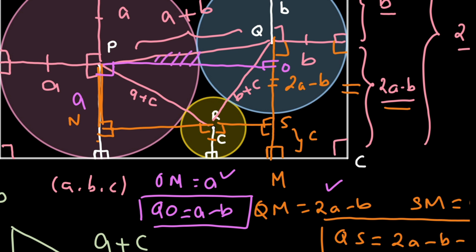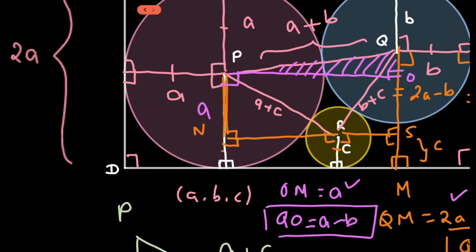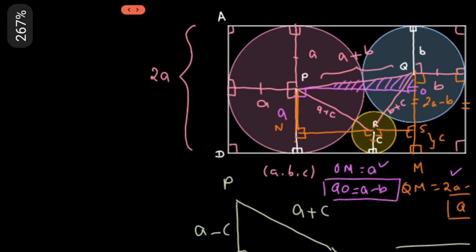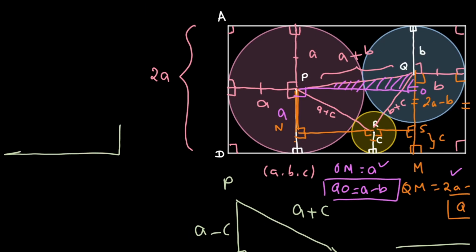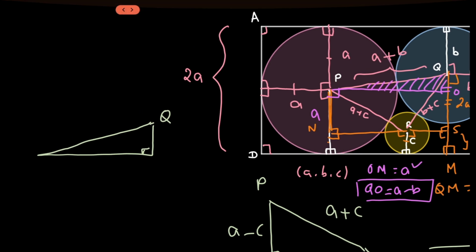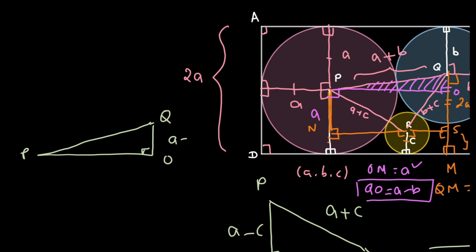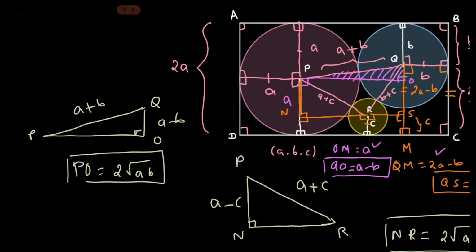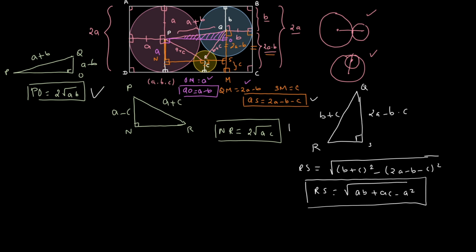So now look at this particular triangle over here. In this triangle, let me draw it outside. So the triangle is like this, this and this. Here is the 90 degrees, the point Q, the point P, the point O. The length of QO we have got as a minus b, and the length of PQ is equal to a plus b, which we got in the beginning. Now by Pythagoras theorem, the length of PO would be equal to 2 times square root of AB. So here we have the lengths of these three line segments.